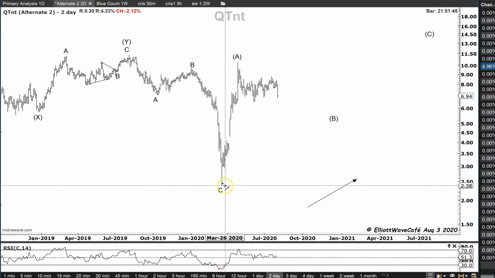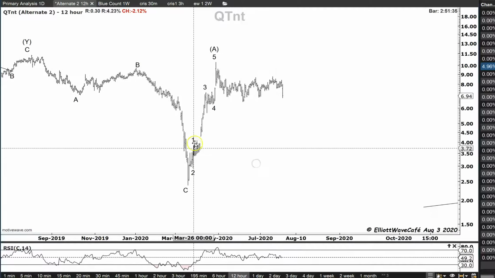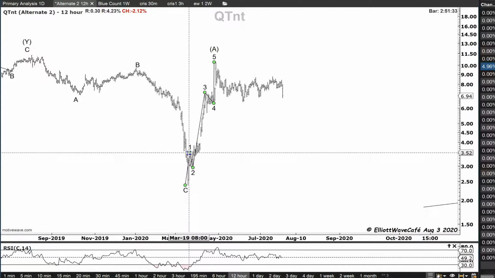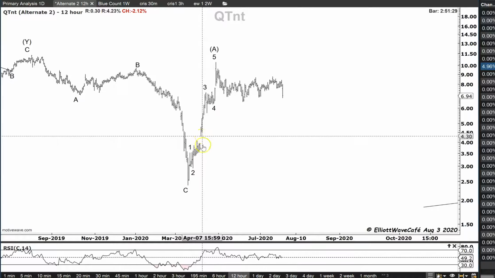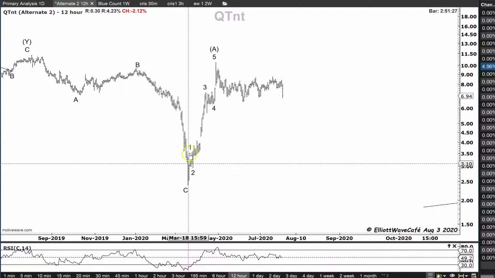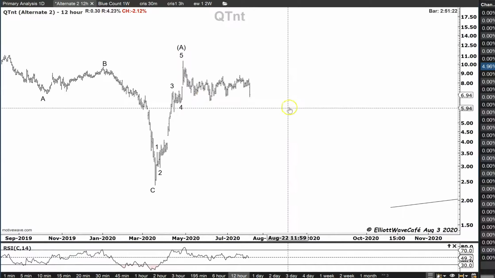And I can see a nice clean impulsive move: 1, 2, 3, triangle in 4, and then 5. So let me go even lower, let's say to a 12-hour chart. So that's my 1, that's my 2. Then a sharp rise up in here. You have an acceleration gap as part of a third wave, which is what we want to see. 1, 2, 3, 4, and 5. And now we're going corrective in here.